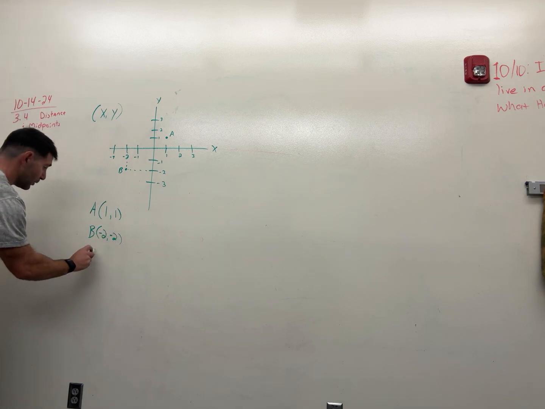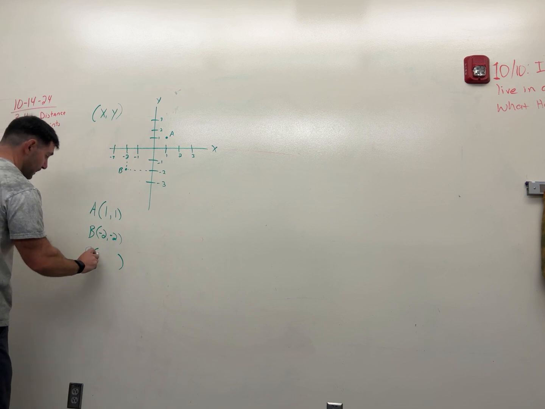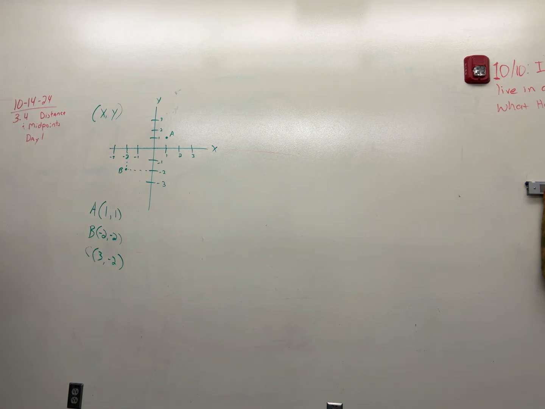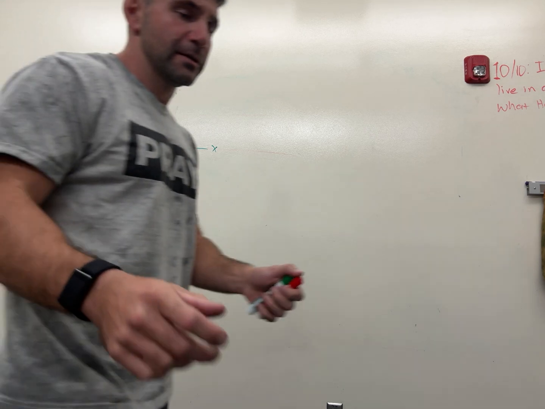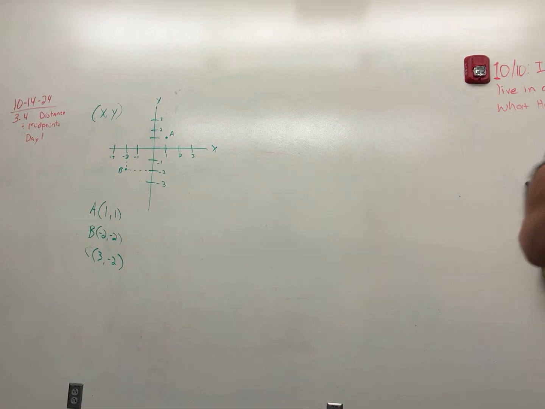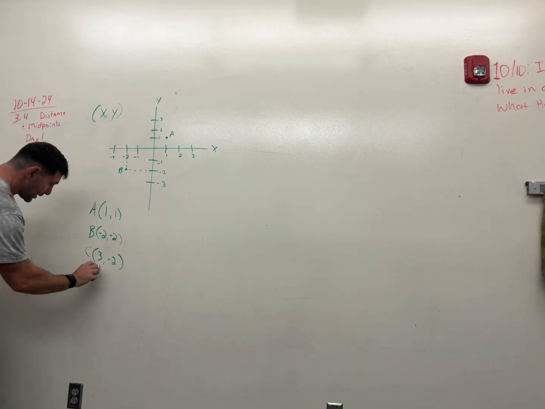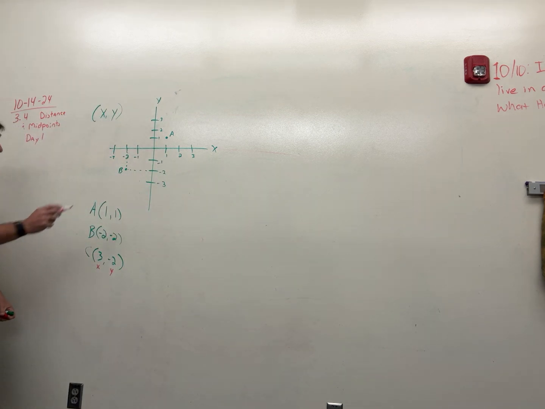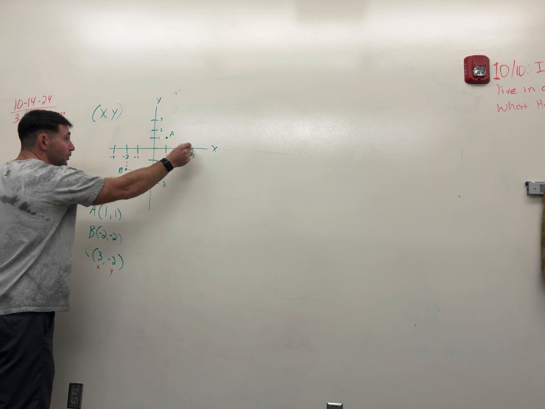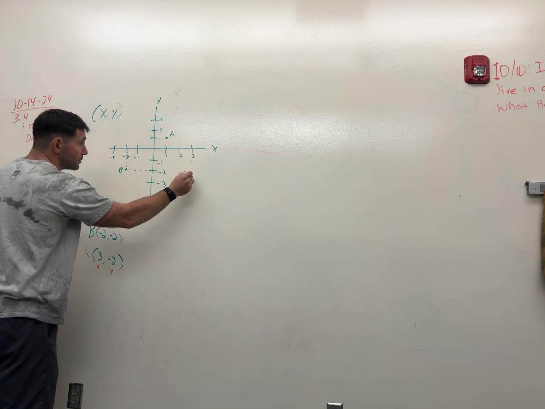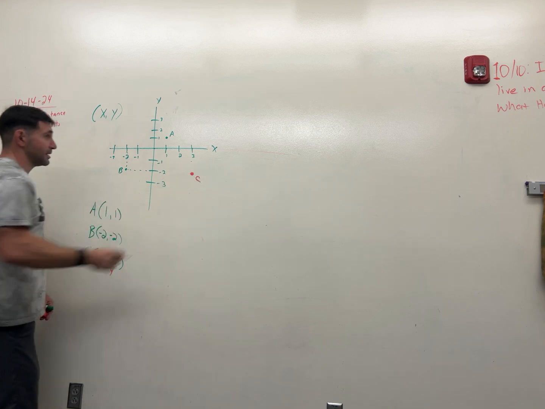So now what I want to do is graph 3, comma, negative 2. How would I graph point C of 3, negative 2? Well, start on your origin. My x, because it's always x, comma, y, and that's going to be important for today. I go over 1, 2, 3. I don't put a point yet, because now I have to jump down 1, 2. And there's point C. Okay?